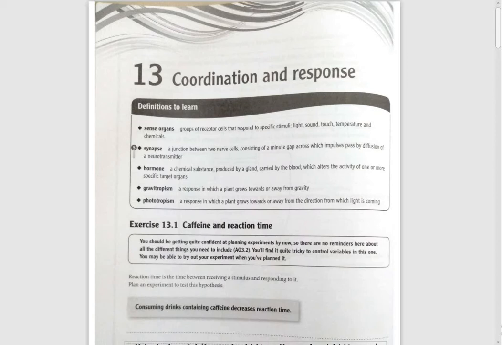The last one is phototropism, a response in which a plant grows towards or away from the direction from which light is coming. So don't be confused between gravitropism and phototropism. It's very easy to understand because it's literally related with gravity. The plant always grows in response to gravity. It either grows away or it grows towards. Under gravitropism you have negative gravitropism and positive gravitropism, and then phototropism as well.